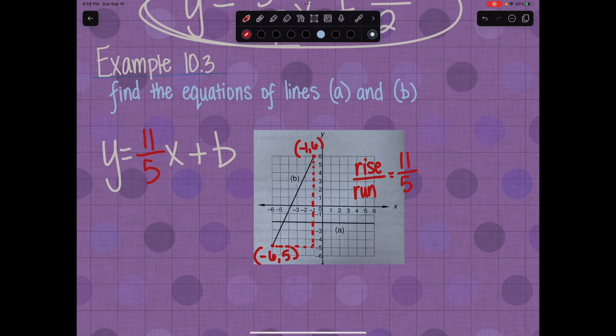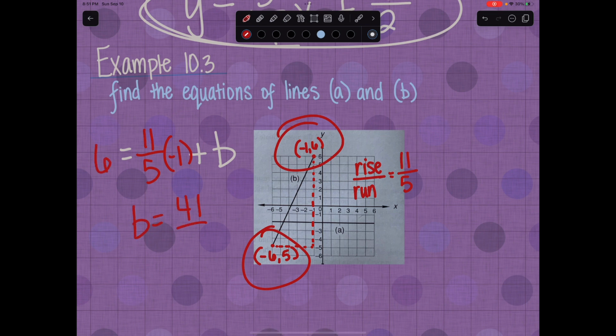What about b? What about that point where it crosses the y-intercept? What we're going to do is the same as we did before. We take any one of these points, that -1, 6, or that -6, 5, plug that in for x and y. So let's do that for the -1, 6. So instead of x, I'm going to write -1. And instead of y, I'm going to write 6. And then I just solve for b. When I do that, I get b is equal to 41 over 5.